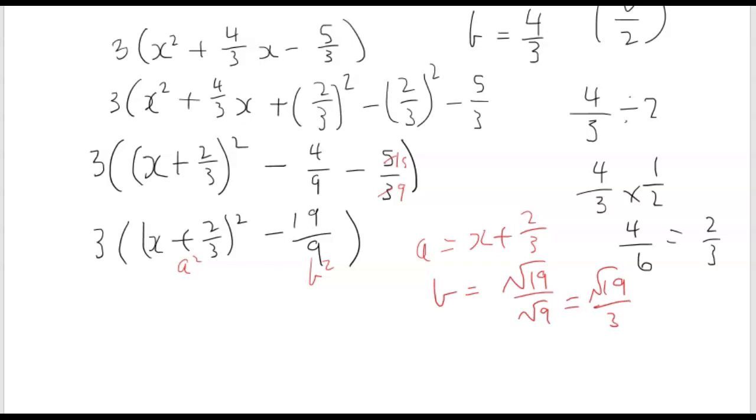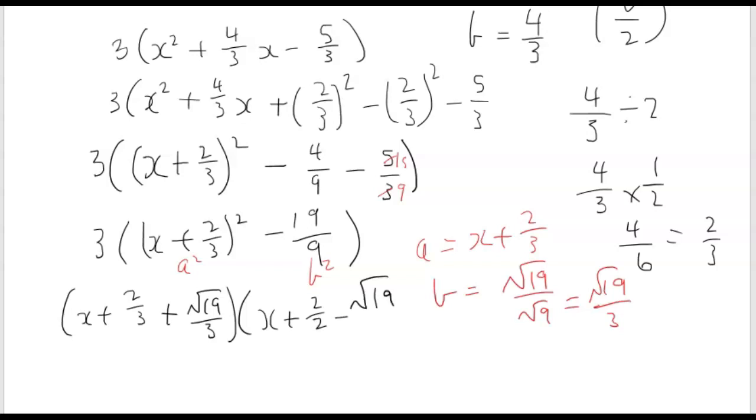Okay, so now I've still got the difference of perfect squares, a plus b, a minus b. So let's write out a, x plus 2 on 3 plus root 19 on 3. And then x plus 2 on 3 minus root 19 on 3. And if you wanted to, you can put it all over the same denominator.